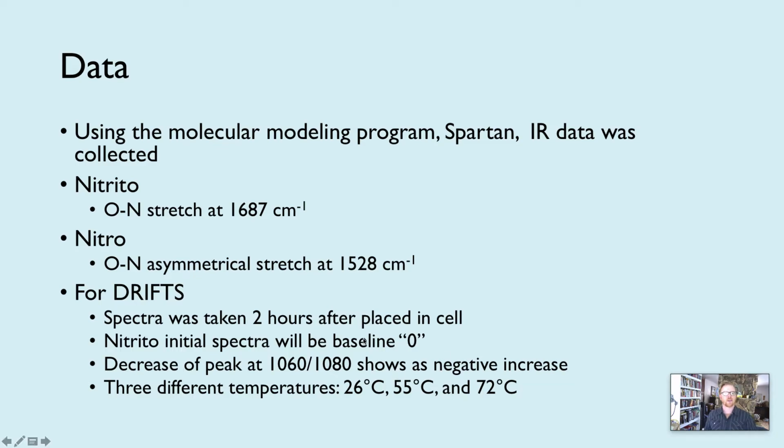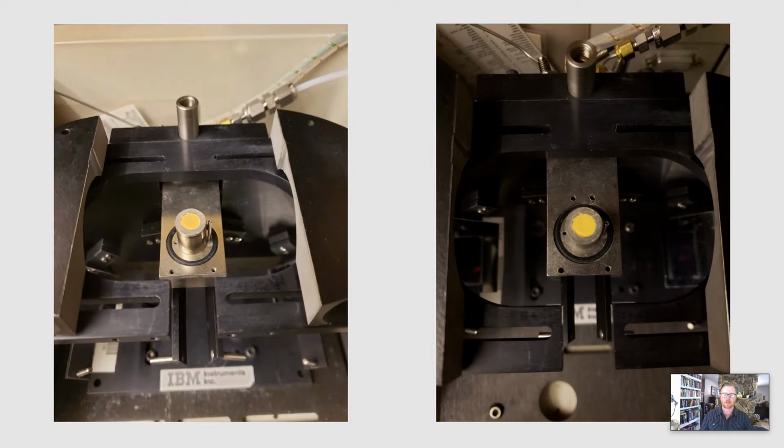So here are the differences between the nitrito and the nitro. The nitrito has vibrational stretches at 1687. The nitro has 1528. So there are differences between the nitrito and the nitro compound. Here's what it actually looks like in the DRIFTS cell.